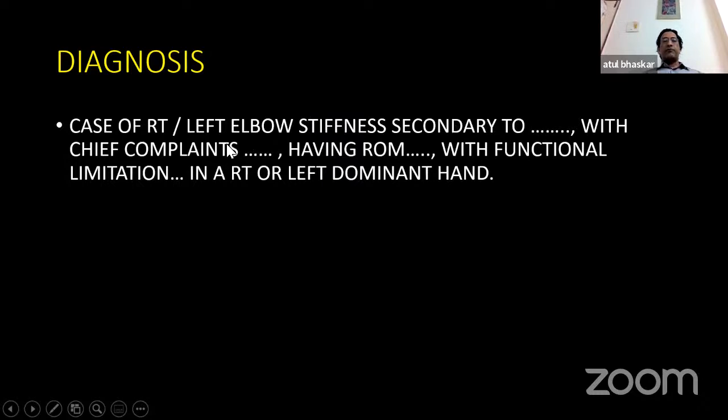The chief complaints of limitation of function: here you mention whether they can do the day-to-day activities, having active range of movement, not passive. You must mention active range of movement with functional limitation, in the right or left hand, in the non-dominant or dominant hand. So I think in the diagnosis, one must cover all these parts and give a straight answer in one sentence.